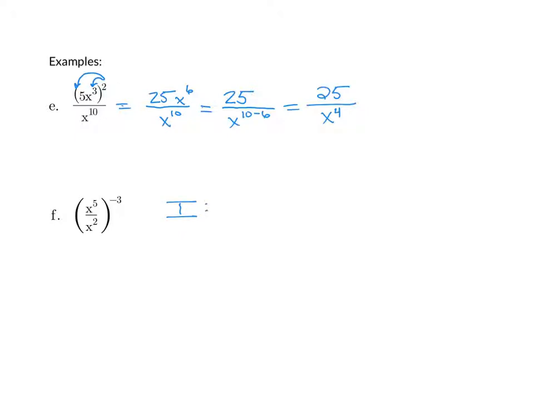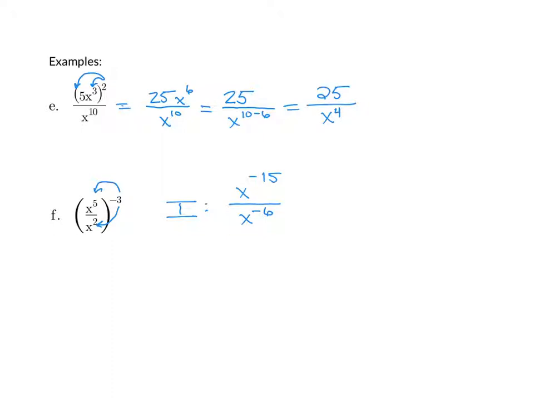The first thing that I'm going to do is we may want to distribute our negative 3. And that's a perfectly acceptable method. So if I distribute my negative 3, remember that we want to multiply each thing inside by negative 3. So if we do that, we get x to the negative 15 over x to the negative 6.